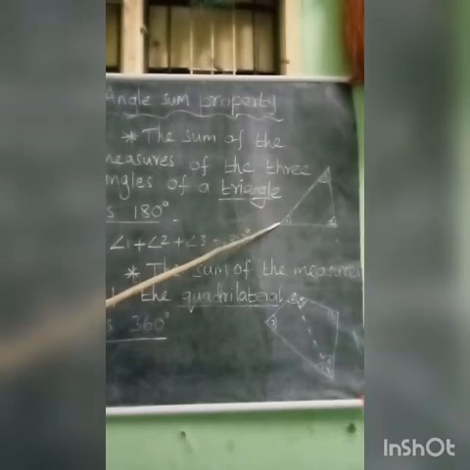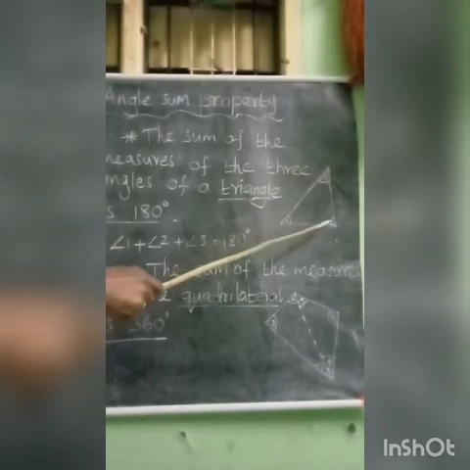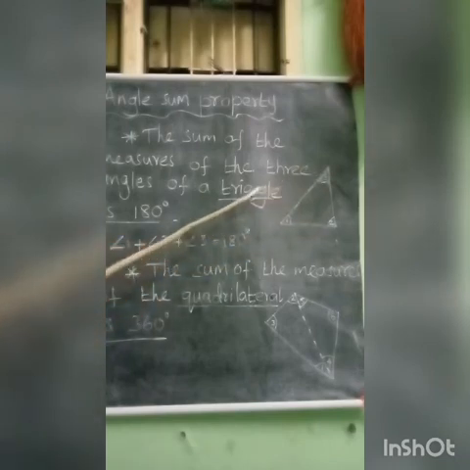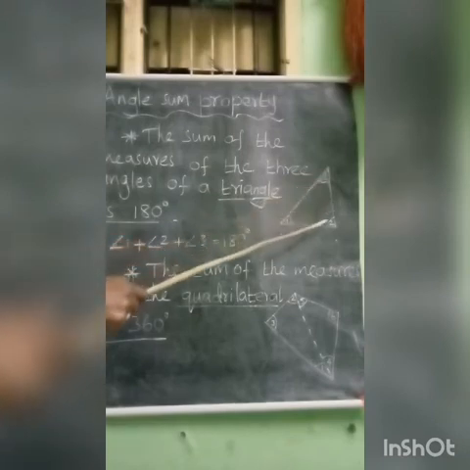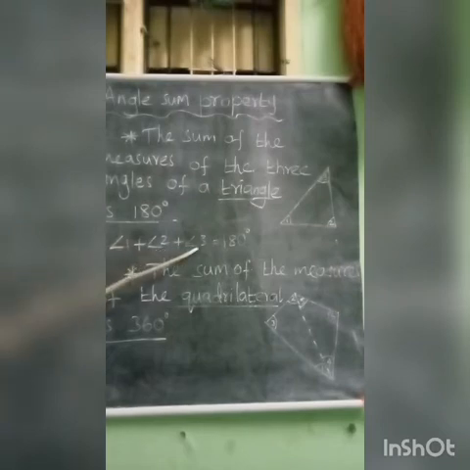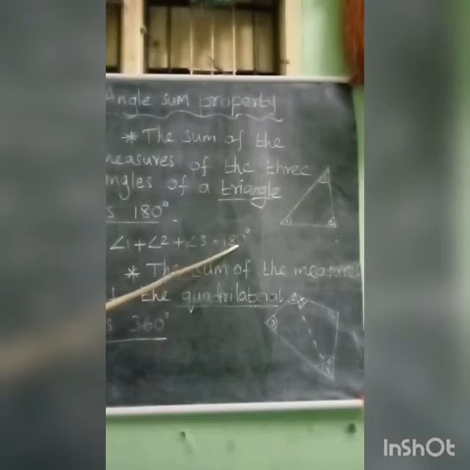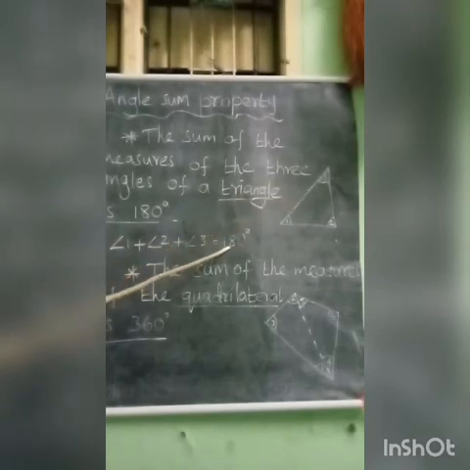For example, you take this triangle. This triangle has 3 sides and 3 angles: angle 1, angle 2, angle 3. Now, what's the angle sum property? The sum of these 3 angles of a triangle is 180 degrees. That is, angle 1 plus angle 2 plus angle 3 equals 180 degrees. This is the angle sum property for a triangle.